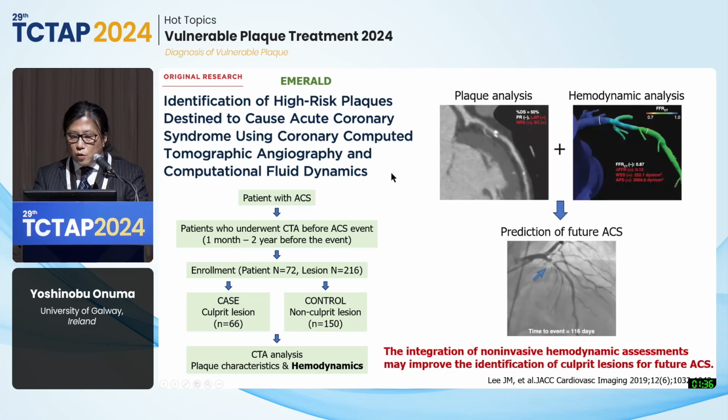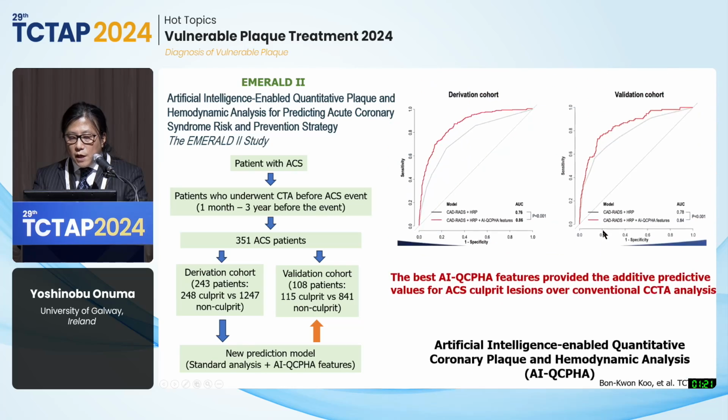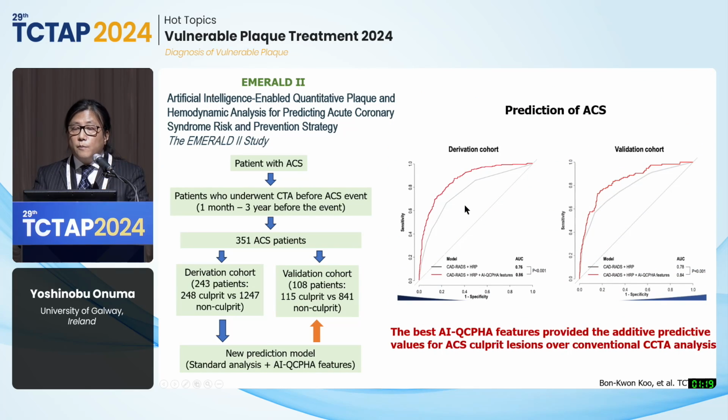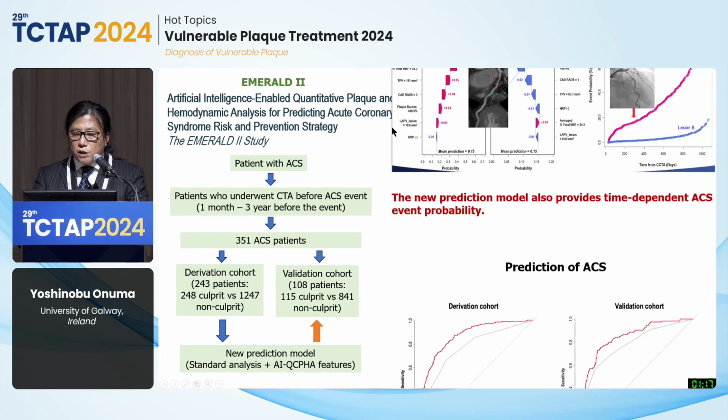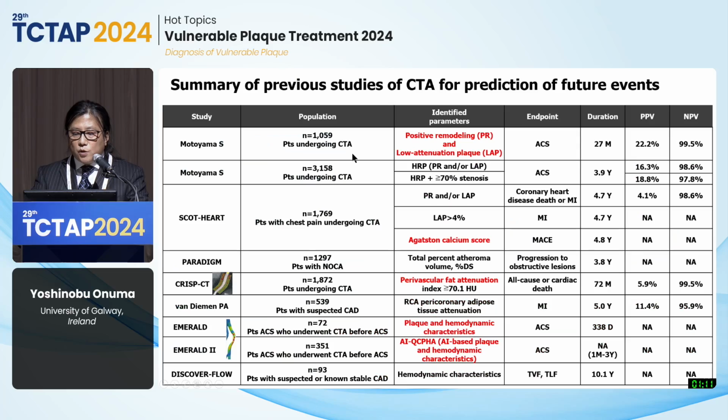acute coronary syndromes. And recently, last year, the EMERALD-2 study was presented by Professor Ko at TCT. You can see that this time artificial intelligence-enabled quantitative coronary plaque and hemodynamic analysis was performed, and that significantly improved the prediction of future acute coronary syndrome. And the new prediction model also provides time-dependent ACS event probability. So this is the summary of the studies of the CTA for the prediction of future events.